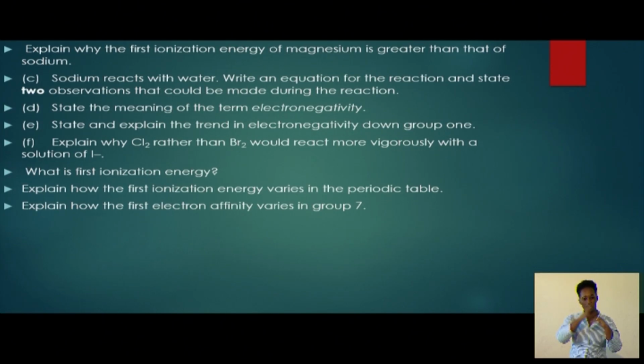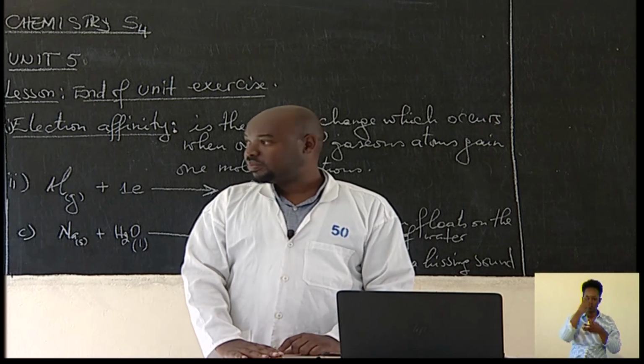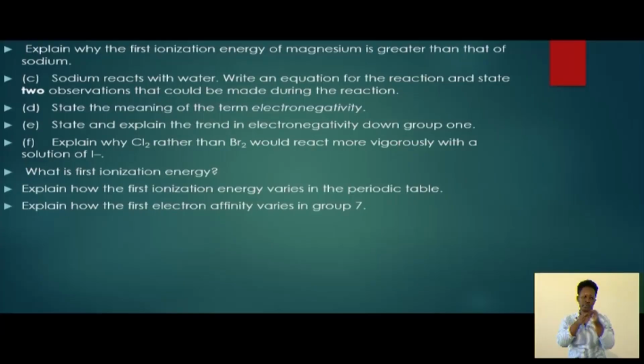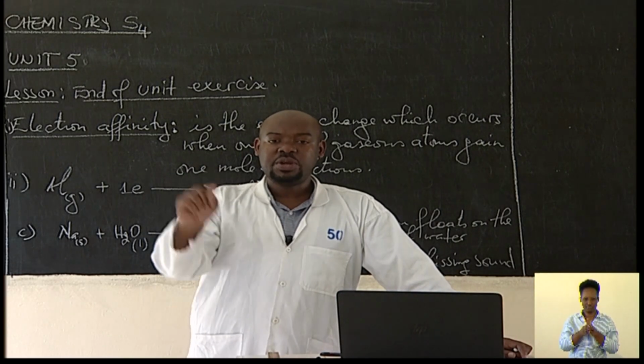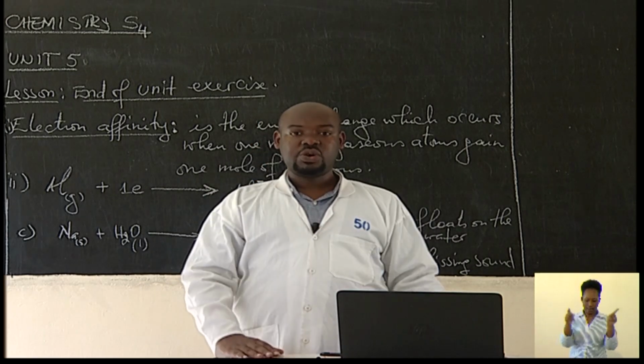What is first ionization energy? Do you remember the meaning of first ionization energy? The energy required to remove the first electron from a gaseous atom. And we explain how it varies in the periodic table. Do you remember how it changes in the periodic table? Down in a group, it decreases because the size is increasing. And across the period, it increases because the size is decreasing.